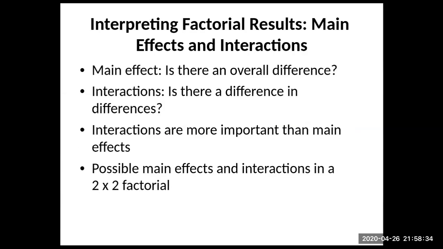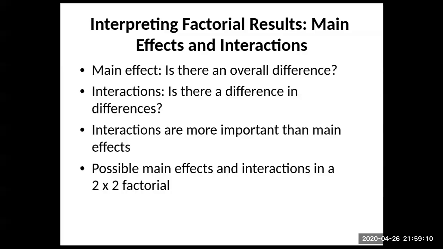So when we interpret factorial results, instead of one prediction or one hypothesis that one level is going to be higher than another level, we're going to have three different outcomes. We are going to look at each individual IV separately, and then we're going to see if they interact with one another and look at them all at the same time. So a main effect says, is there an overall difference? And an interaction says, is there a difference in the differences?